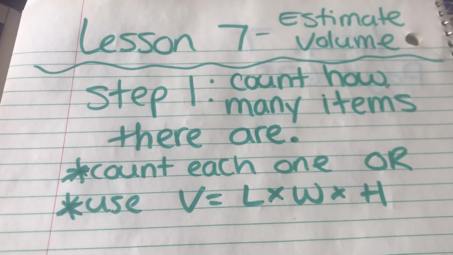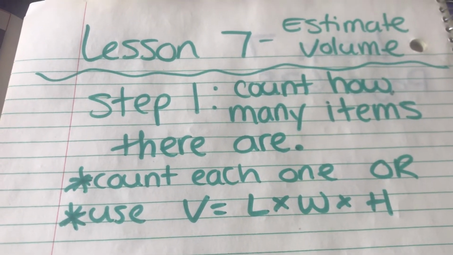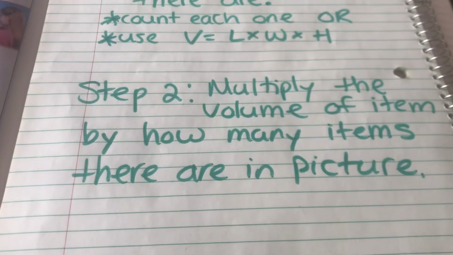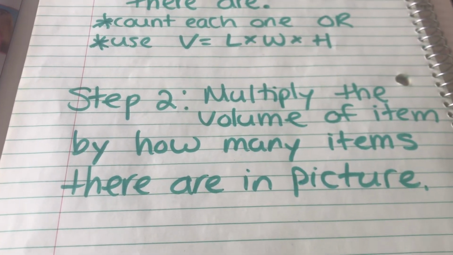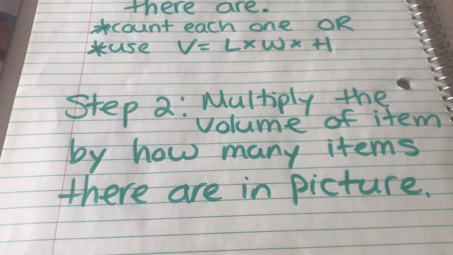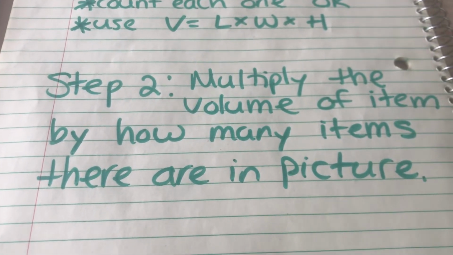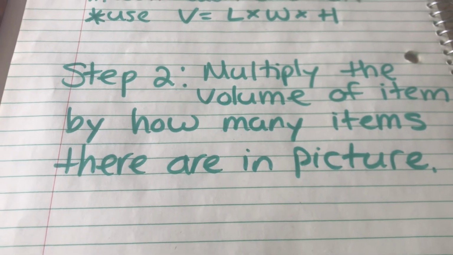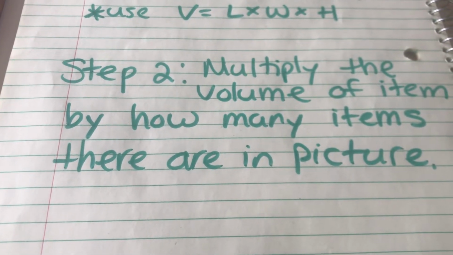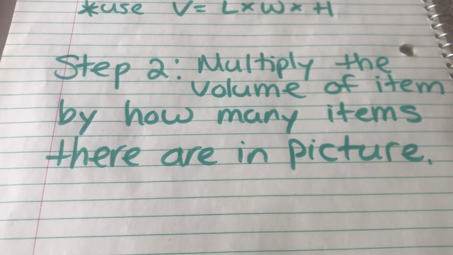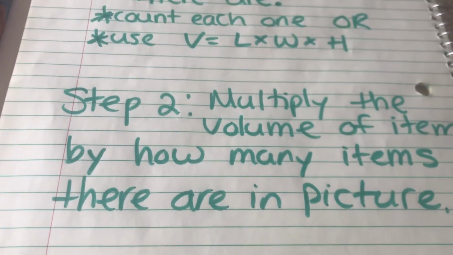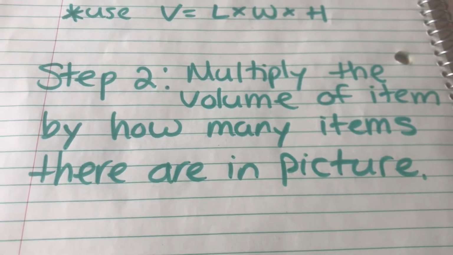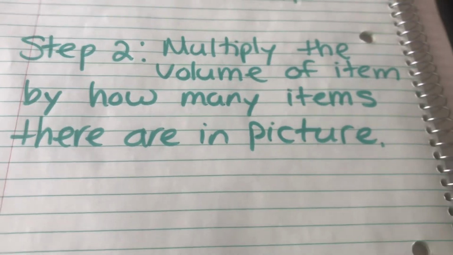After you figure out how many items there are in the picture, you're going to do step two. You're going to multiply the volume of the item by how many items there are in the picture. So in each problem, they're going to tell you, for example, this box has a volume of 10. So if the volume of each box is 10, you then will multiply it by however many boxes there are in the picture. So let's do this.